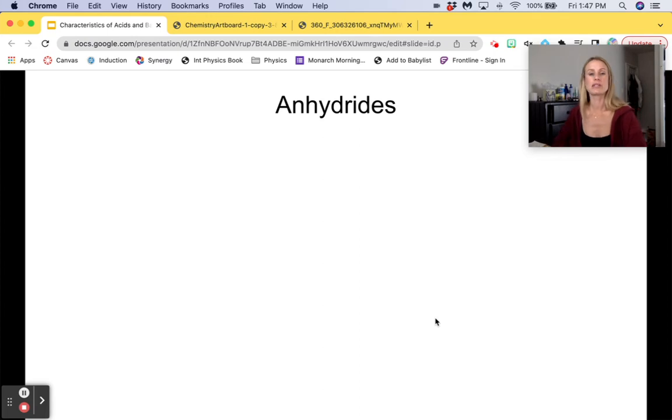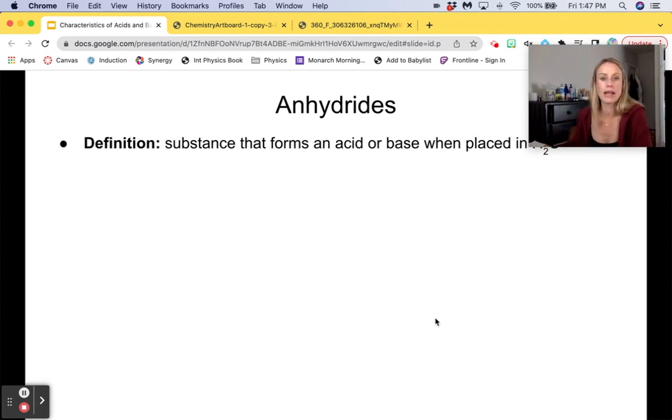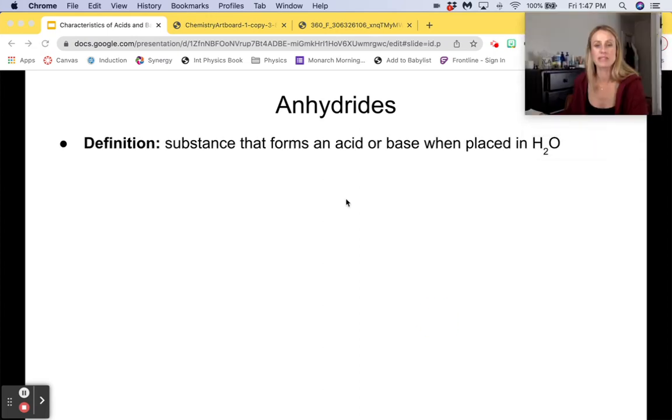And then last but not least, I want to talk about anhydrides. Now, anhydrides, the definition here is a substance that forms an acid or base when placed in water.